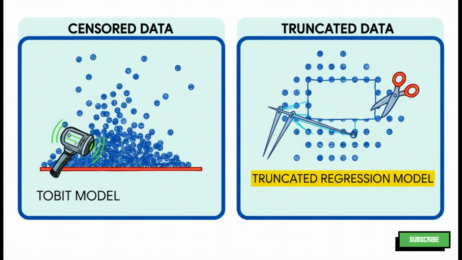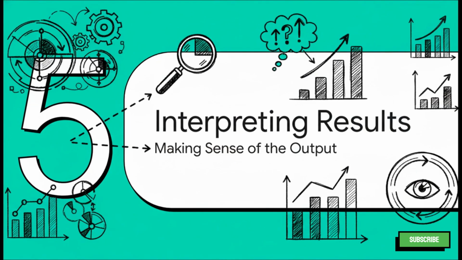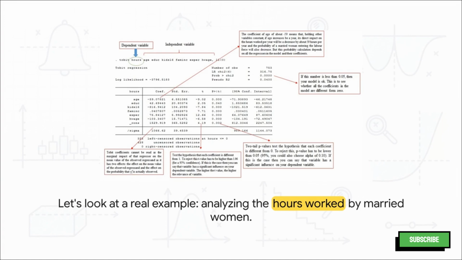Makes sense, right? All right, so you've done the hard work, you've run the right model. Now comes the most important part. What does it all mean? Let's figure out how to actually read the results and understand what they're telling us. So we're going back to our example on the hours worked by 753 married women, and you can see right in the output here, it tells us that 325 of them are left censored at 0 hours. This is the classic kind of problem that the Tobit model was born to solve.